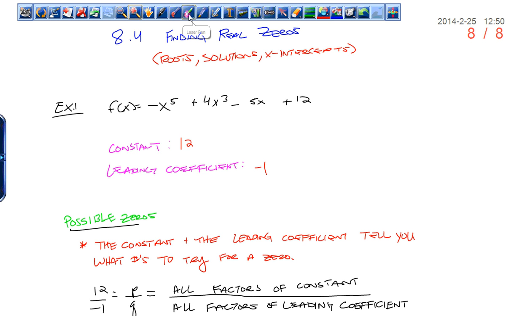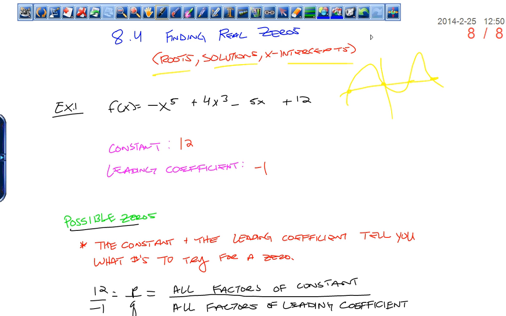All right, ladies and gentlemen, we have 8.4 today, which is finding real zeros. Remember, zeros are another word for roots, solutions, x-intercepts. We're trying to figure out where the graph crosses the x-axis. That's what this is all about.